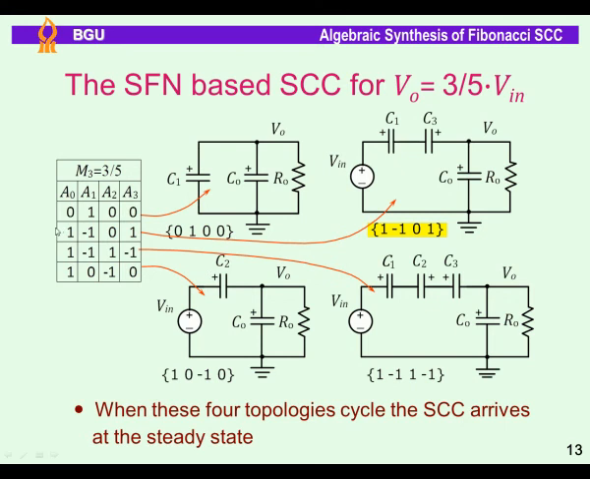In particular, the second code is translated to this topology. Since A0 is equal to 1, the input voltage source is connected. A1 equal to -1 tells us that C1 is charged, while 0 value of A2 means that C2 is disconnected. Due to A3 equal to 1, C3 is discharged. When this topology is cycled forward, the converter arrives at the steady state with the output voltage of 3/5 of Vin.